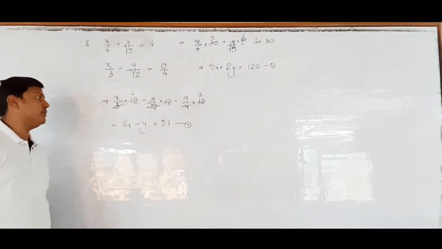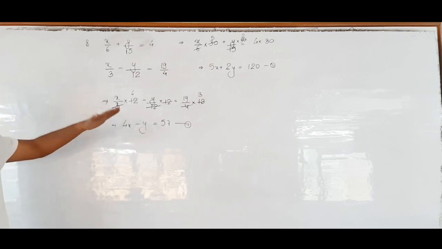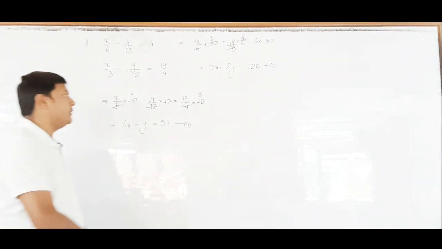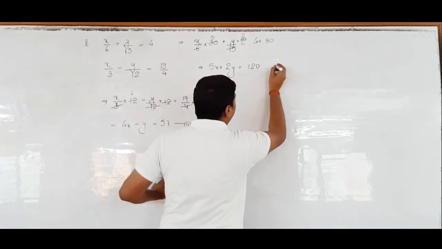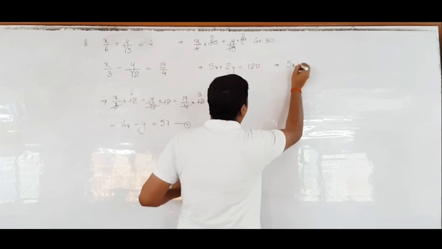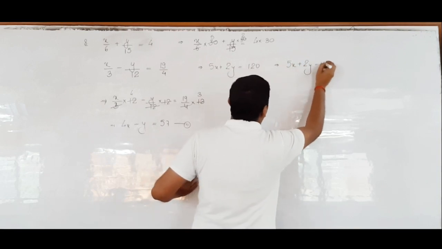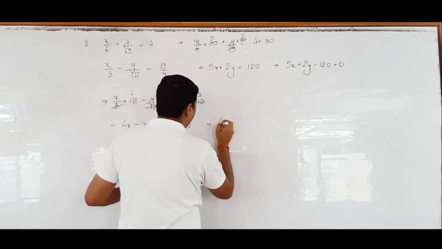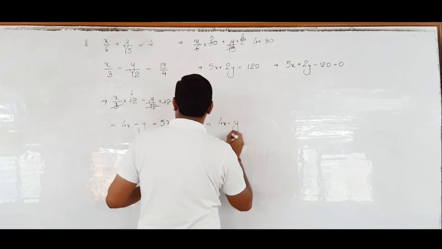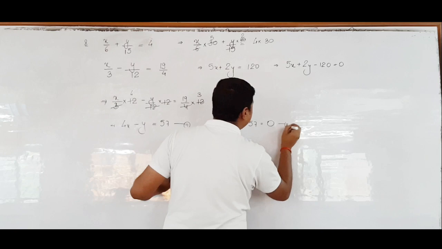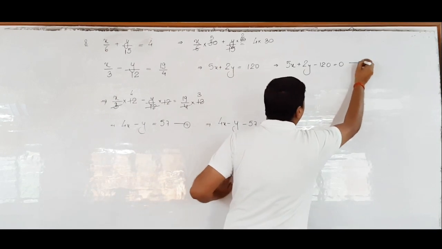So now we have converted fractional forms into whole numbers form, but still it's not appropriate, because for solving it by cross multiplication, it should be like that: 5x plus 2y minus 120 is equal to 0, 4x minus y minus 57 is equal to 0. That's equation 2 and that's equation 1.